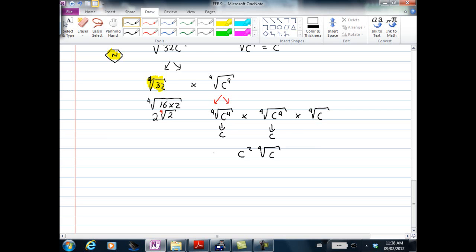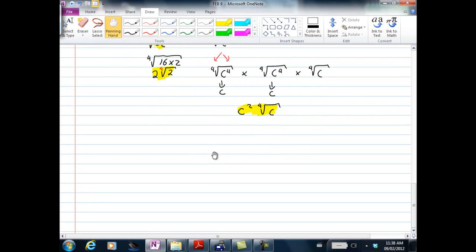Okay. So now I have 2 things I got to multiply together. This part and this part. Let's merge them together now. So on the outside, it's going to be 2 times c squared. 2c squared. That's outside. What's on the inside?